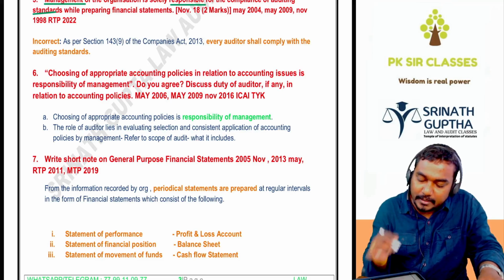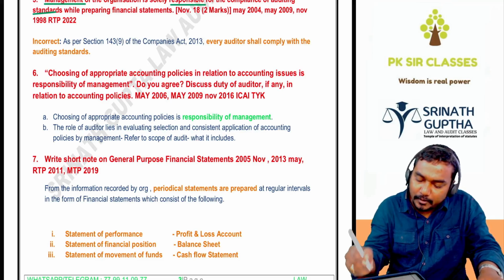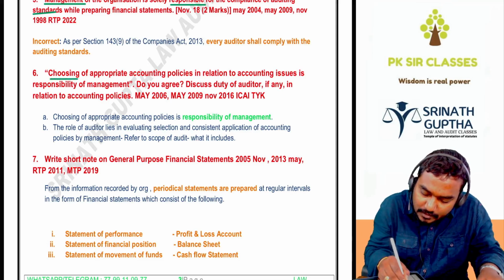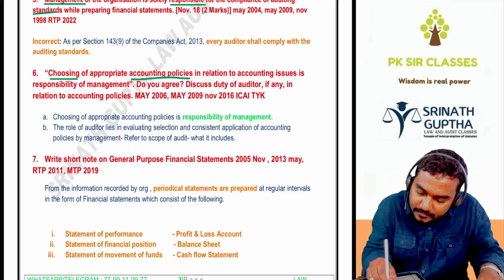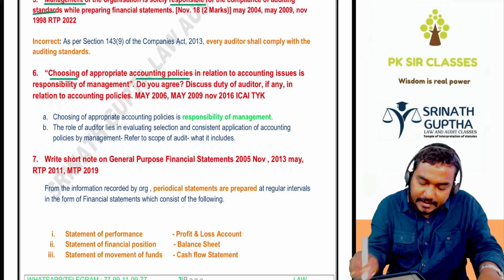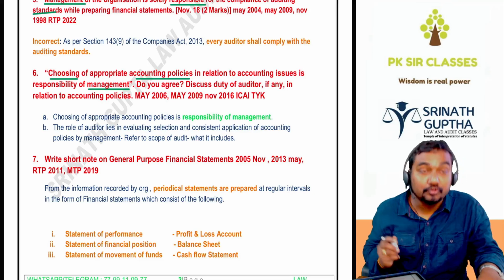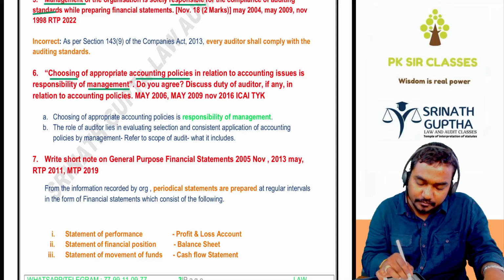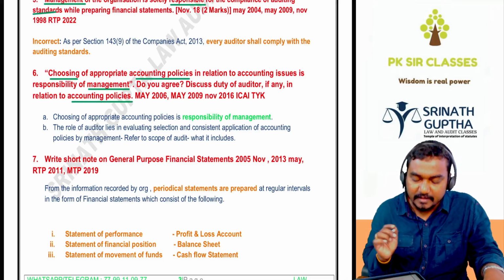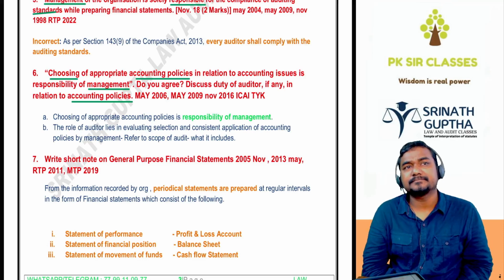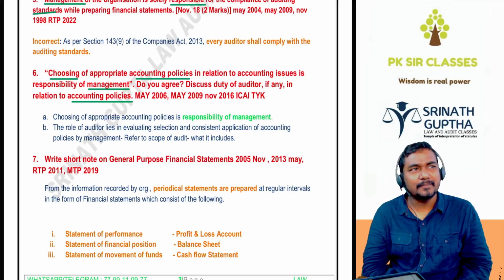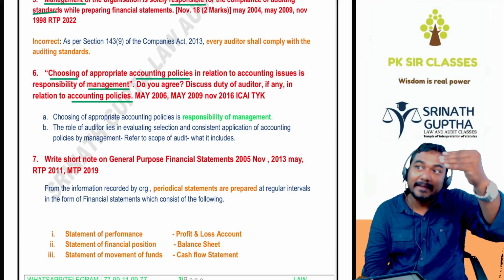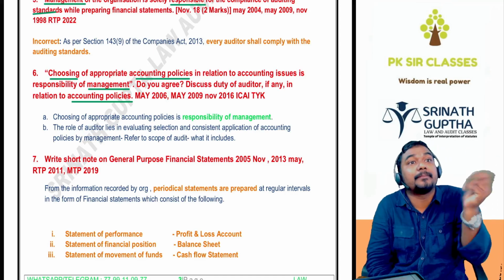Choosing the appropriate accounting policy in relation to accounting issues is the responsibility of the management. True or false? So do you agree? Discuss the duty of the auditor, if any, in relation to accounting policies. Who has to choose the accounting policy? Management. Is the auditor liable for anything here? Yes. Auditor is liable. We have to check whether the management decision is proper or improper.